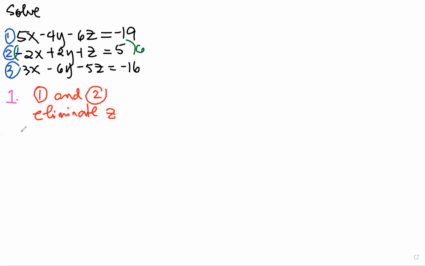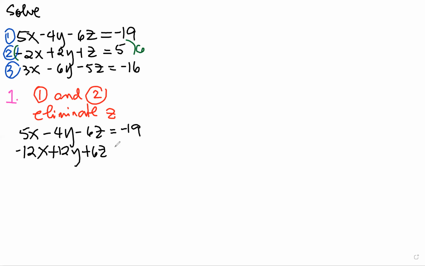So I'm going to write the first equation here, 5x minus 4y minus 6z is equal to negative 19. The second equation, if I multiply by 6, everything by 6: 6 times negative 2 is negative 12x. 6 times 2 is 12y. And 6 times z is 6z equals 6 times 5, 30.